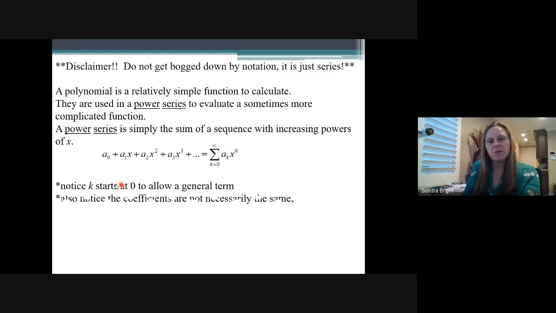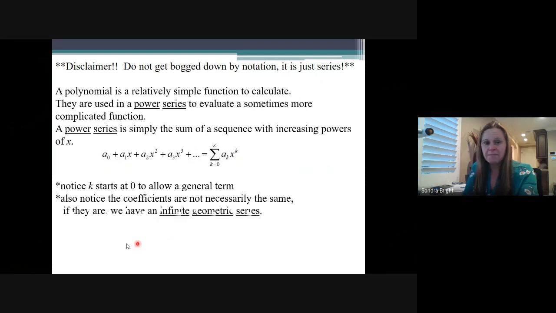And then also notice that the coefficients are not necessarily the same. A naught is different from A1, is different from A2. They could be the same, but they also could be different. There's no restriction on that. If they are all the same, then that means we have an infinite geometric series. If A is the same on all of these, you would just have A times x to the k. We've got A plus A times x plus A times x squared and all of that. So it's geometric if all of the coefficients are the same. But for a power series, they don't have to be. You can have different coefficients.